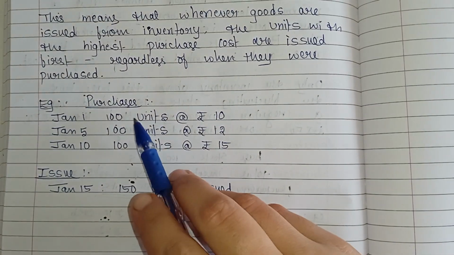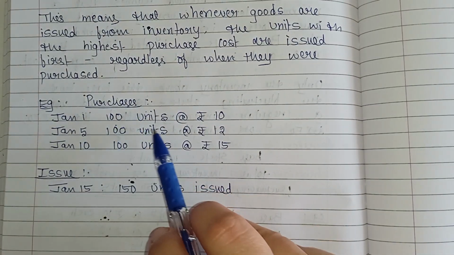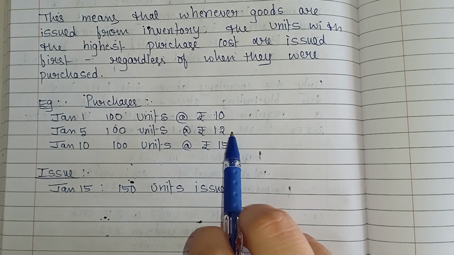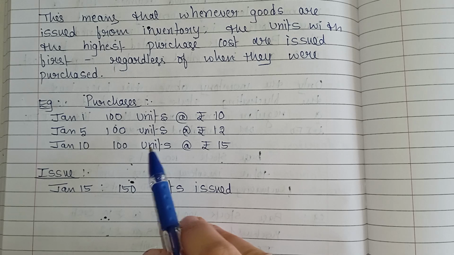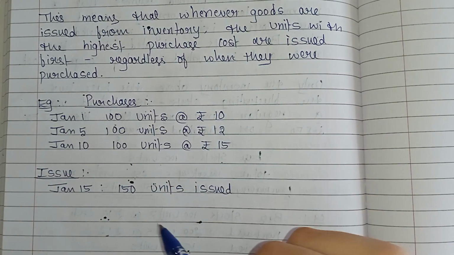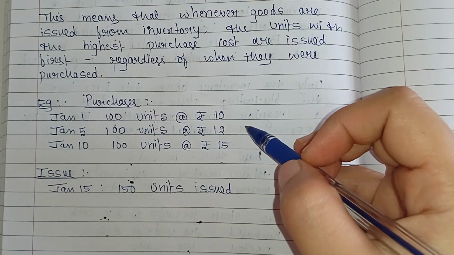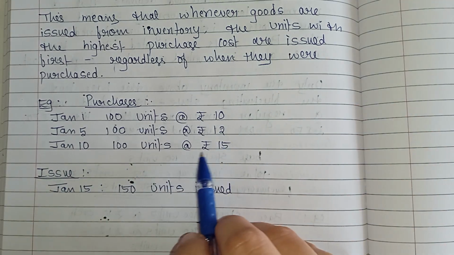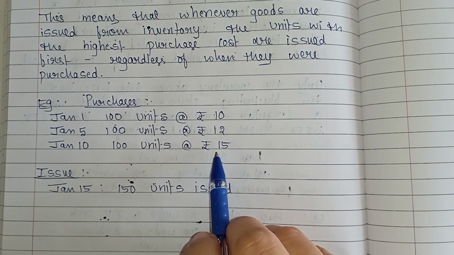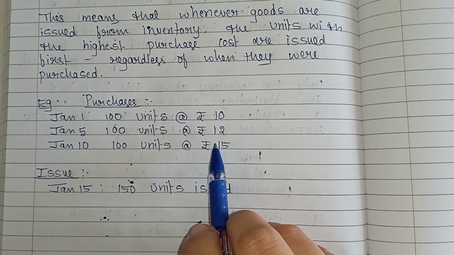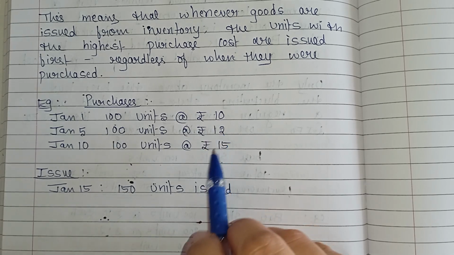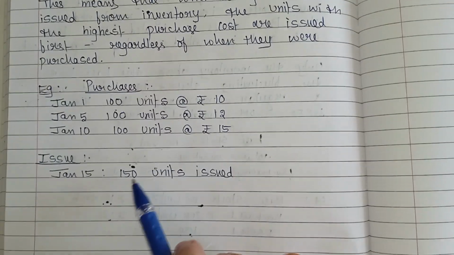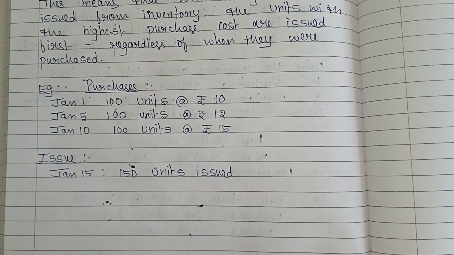Example: purchases on January 1st 100 units at rupees 10, Jan 5th 100 units at rupees 12, and Jan 10th 100 units at rupees 15. These all are purchases. Here the highest purchase cost is Jan 10th, 100 units at rupees 15, right? So we should consider this purchase cost to issue the materials. Clear? Issue: Jan 15th, 150 units issued.